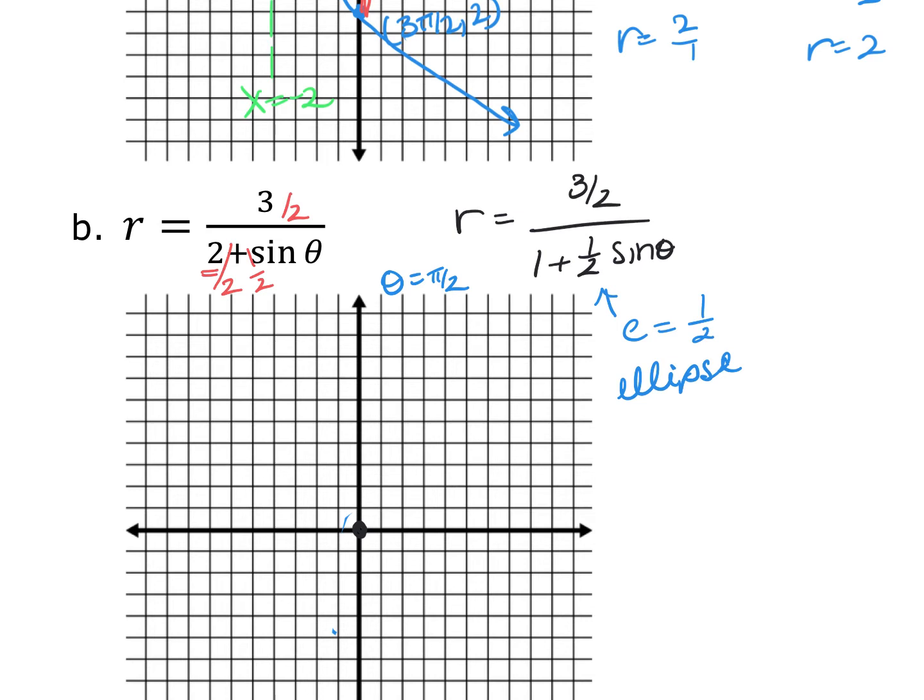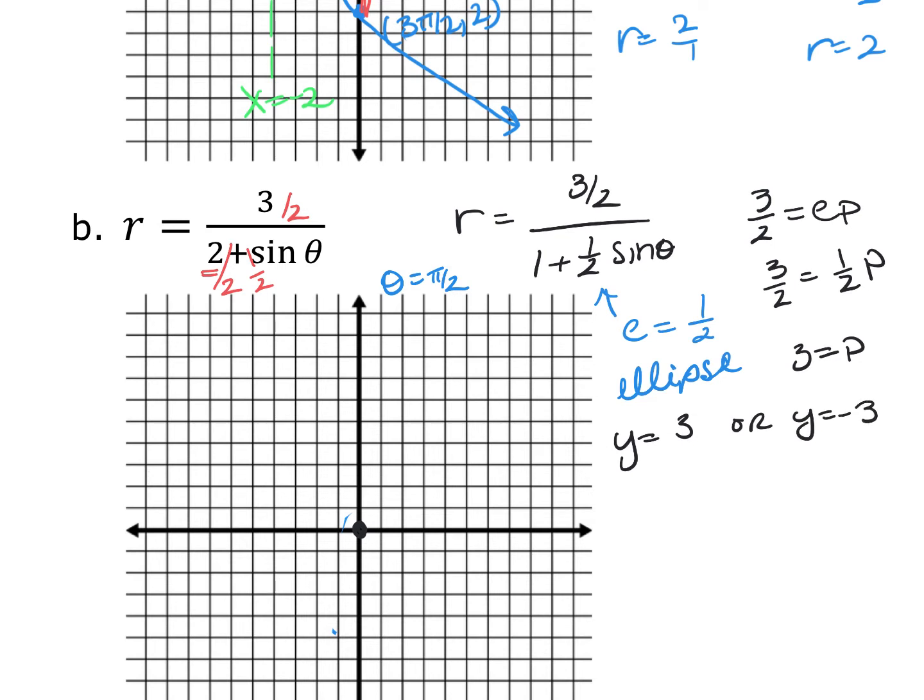Now, I know what my p is going to be because 3/2 is equal to EP. So 3/2 is equal to E, which is 1/2, times P. So multiplying both sides by 2, I get 3 is equal to P. So then do I have y is equal to 3 or do I have y is equal to -3? If I'm not certain, and I'm not going to memorize any of that, I'm going to start putting in angles.